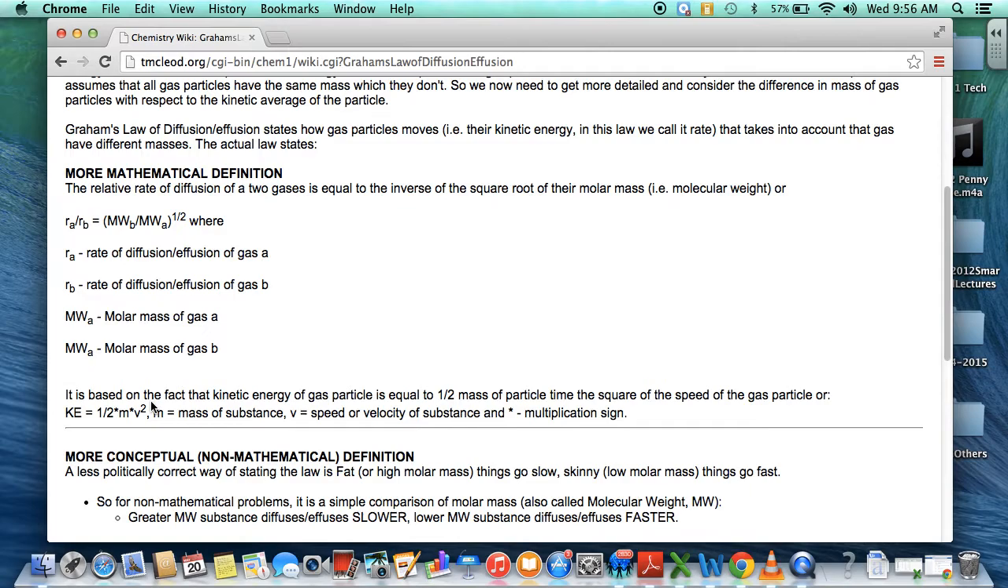But for this, which is actual diffusion and the rate at which the particle is moving in a linear line, you have to take into consideration the mass of the particle. So both gases have the same amount of kinetic energy, but they're not going to travel the same distance per time, i.e. rate of diffusion, because their masses are different.